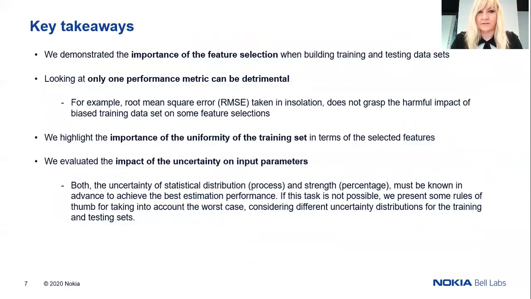So the key takeaway of this presentation is that we demonstrated the importance of the feature selections when building a training and testing data set. We also showed that looking at only one performance metric can be detrimental. For example, if you're looking only at the root mean square error, this will not grasp the harmful impact of a biased training data set on some feature selections. We also highlight the importance of the uniformity of the training set in terms of the selected features. And we evaluated the impact of the uncertainty on the input parameters.